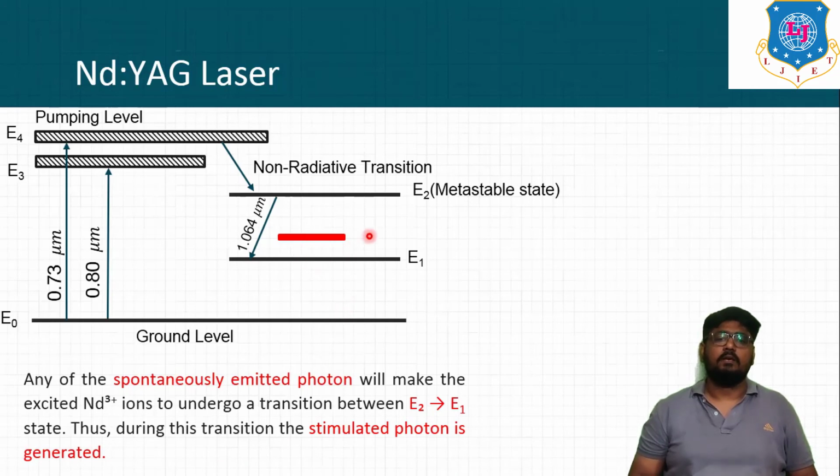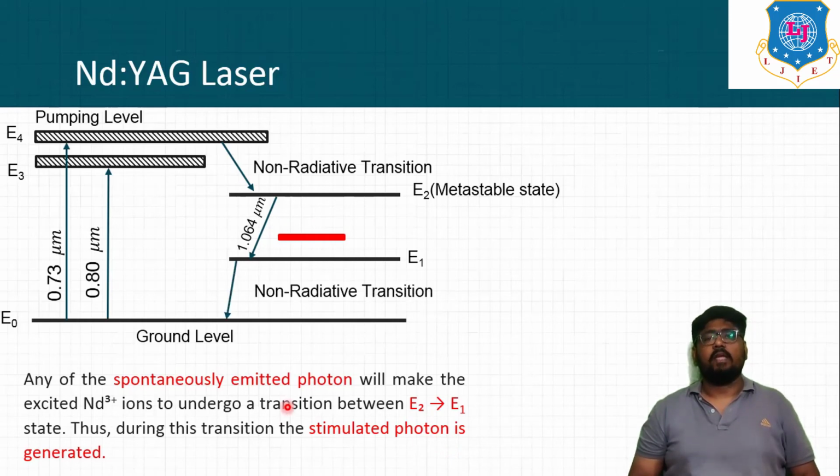As you can see over here, the output of the laser is shown by the red line, and it takes place at a wavelength of about 1.064 micrometers. So that's all for the Nd:YAG laser.